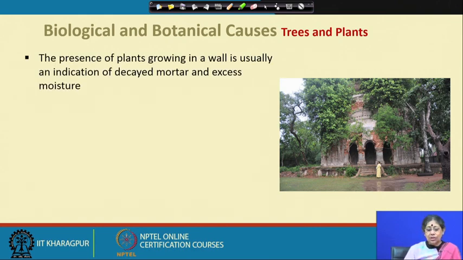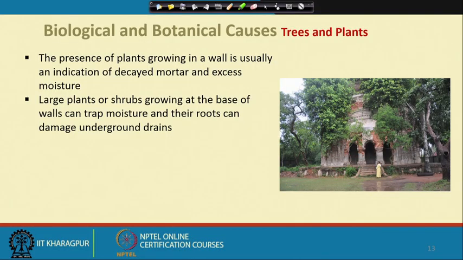So, the presence of plants growing in a wall is also an indication of decayed mortar or excess moisture. Until and unless this type of situation happens, they won't grow. So, either the mortar is very weak or there is huge moisture. They are all complementary to each other.